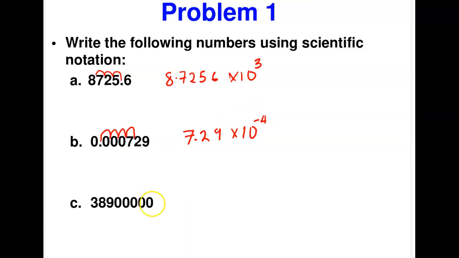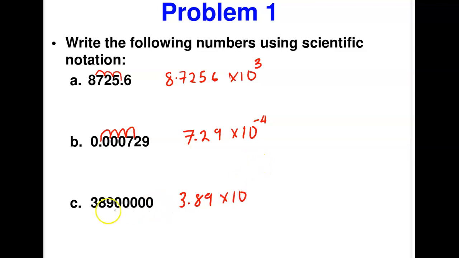This one again, if you look at it too, this number, like I said, we're going to maintain all the digits in this case. All the digits here that are significant is just the first 3 numbers. These zeros are not significant. So we're going to start by writing it again. So it's going to be 3.89 times 10 to the power of a certain number.